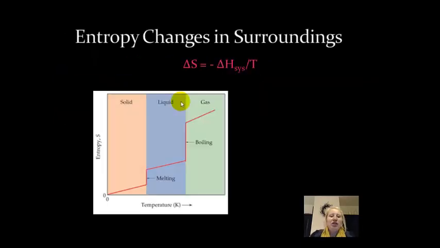So we are also able to calculate the entropy change in the surroundings. The entropy change in the surroundings is going to be equal to the negative of the enthalpy change of the system over temperature. This formula is not used very often, but every once in a while it pops up as a question on the AP exam.